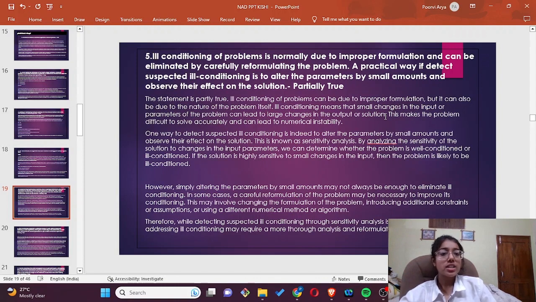Conditioning means that small changes in the input or parameters of the problem can lead to large changes in the output or solution. This makes the problem difficult to solve accurately and can lead to numerical instability.